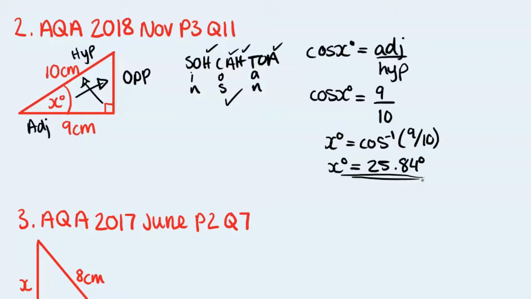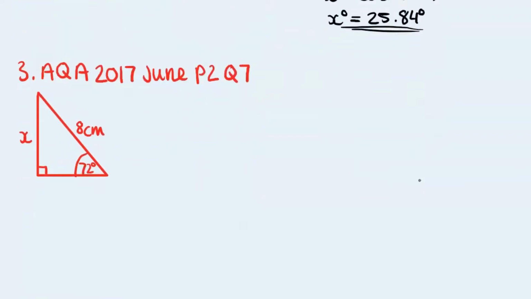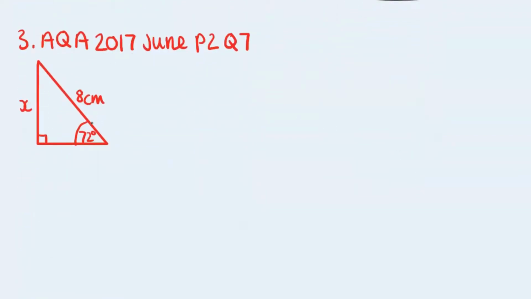Alright, so we'll have a go at this third question here. Again, we have a right angle triangle, but this time we've actually been told the angle, okay? So again, we should immediately think we need to use trigonometry. So approach this as normal. The side that's opposite the angle is the opposite. The side that's opposite the right angle is the hypotenuse. And the remaining side is the adjacent, okay?